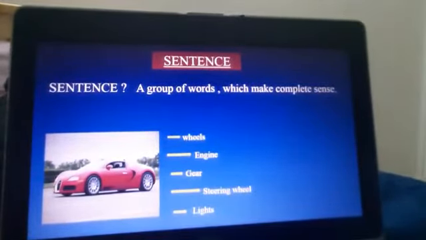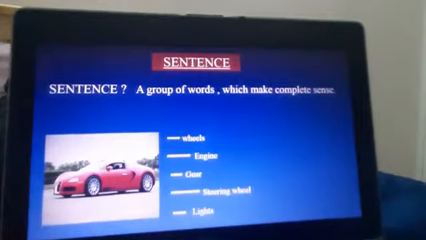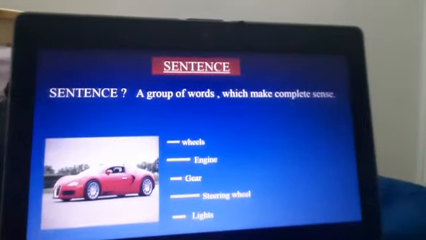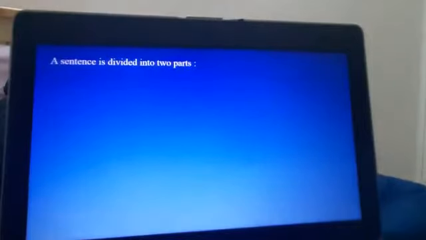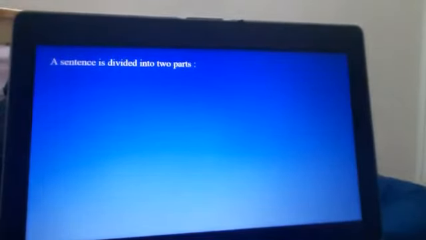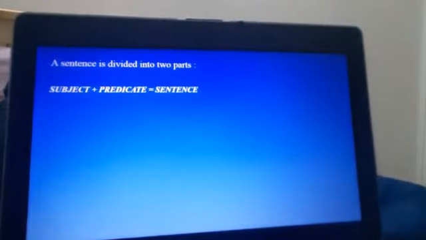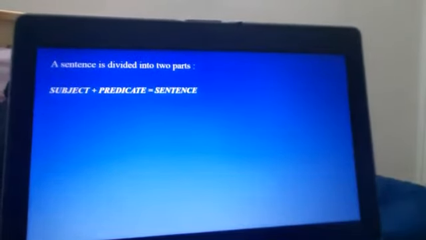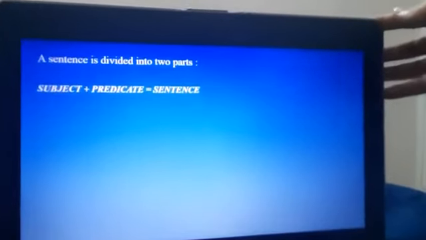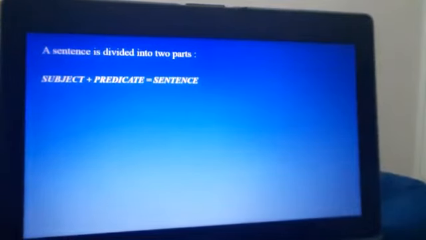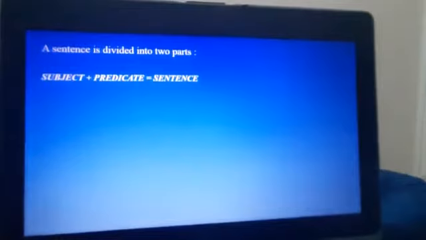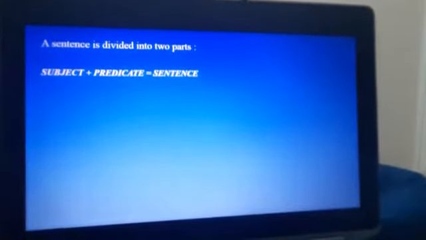Just to make you understand that just like a car is divided into many parts, a sentence is also divided into parts. Every complete sentence is divided into 2 parts. Now, what are those parts? We have subject and predicate. So, as you can see on the screen, subject plus predicate is equal to sentence. And what is a sentence? A sentence is a group of words which makes complete sense.